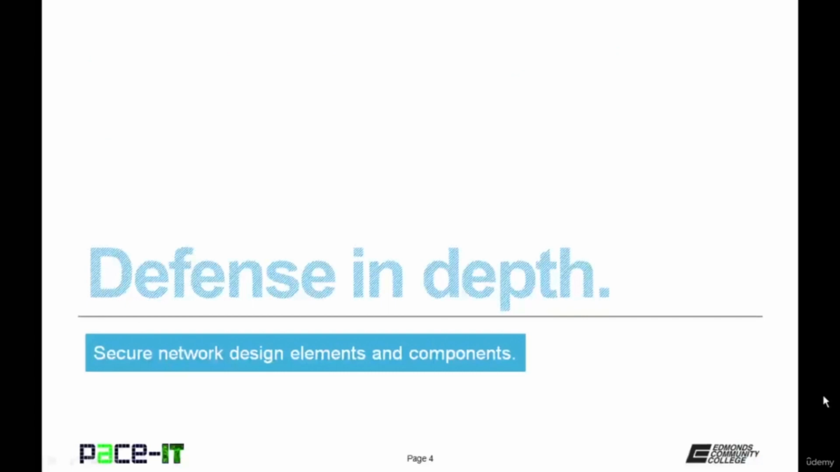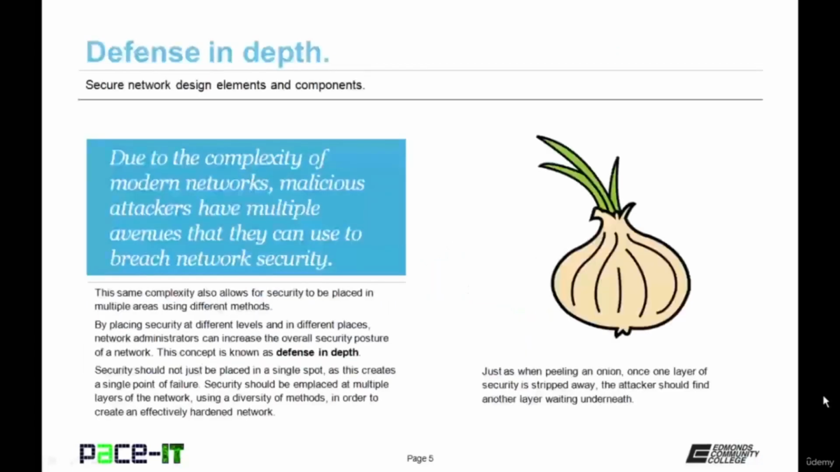We're going to begin by talking about defense in depth. Due to the complexity of modern networks, malicious attackers have multiple avenues that they can use to breach network security. This same complexity, though, also allows for security to be placed in multiple areas using different methods. By placing security at different levels and in different places, network administrators can increase the overall security posture of the network. This concept is known as defense in depth, or security in depth.